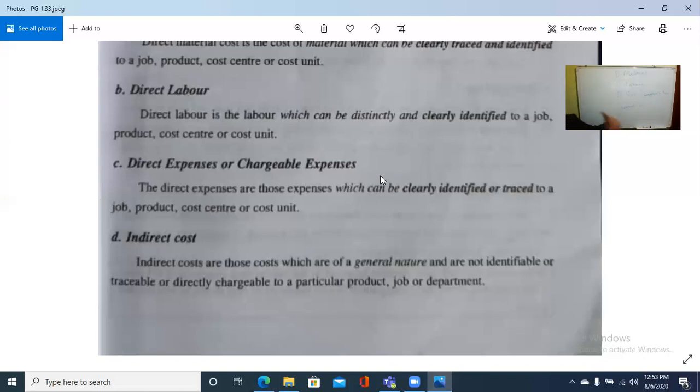Semi-variable means what? Half of this is variable and half of this is fixed, and also only up to a certain level. And then we see element-wise classification: direct material, labor, direct expenses or chargeable expenses, and all those that are not directly chargeable to any product or process or cost center or cost unit, then it becomes an indirect cost.